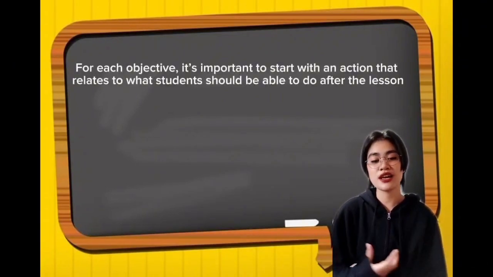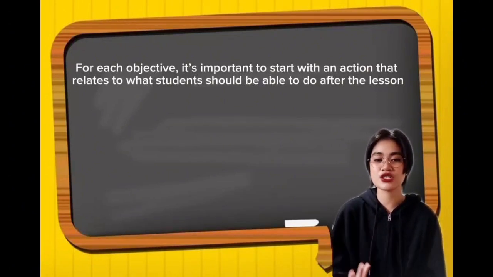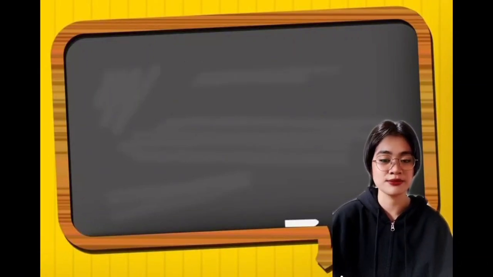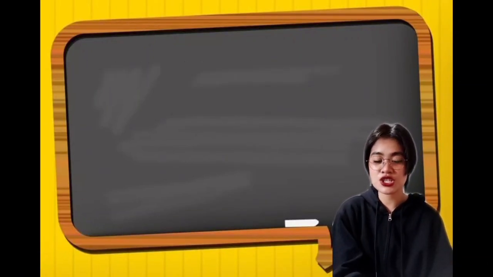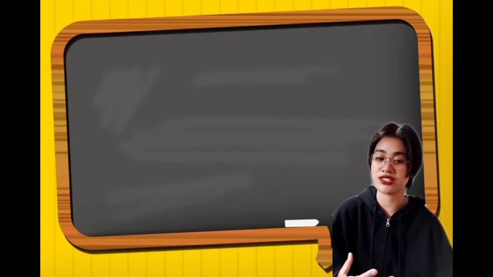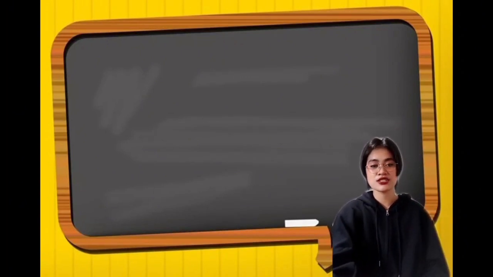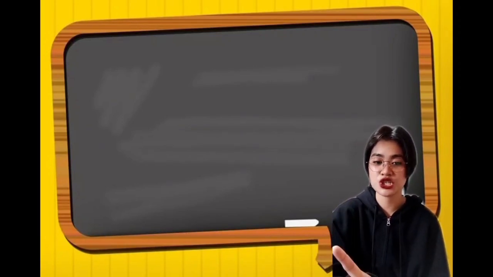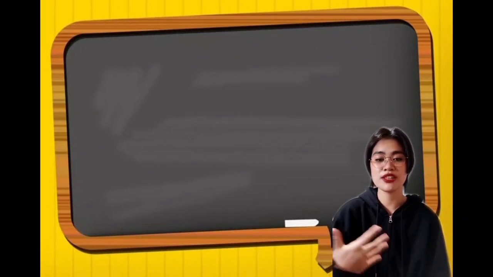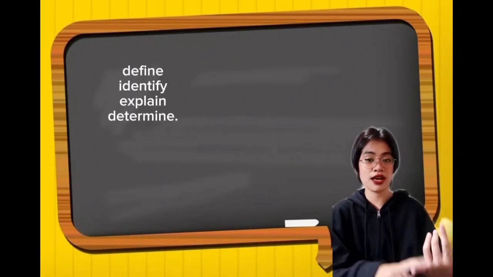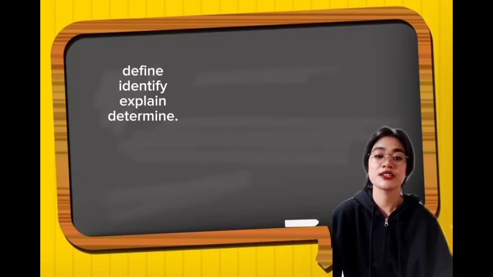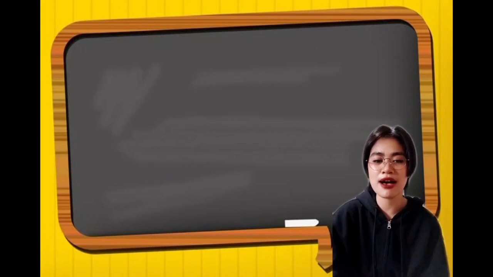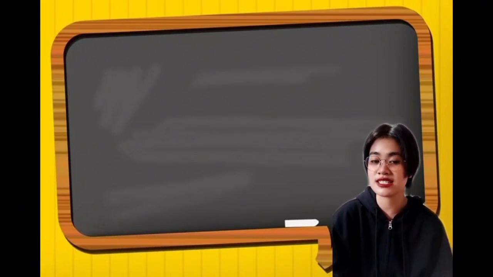So for each objective, it's important to start with an action that relates to what students should be able to do after the lesson, depending on what topic you're teaching and the level of knowledge your students have. These actions will vary. For example, when teaching brand new concepts, you may use actions like define, identify, explain, and determine.